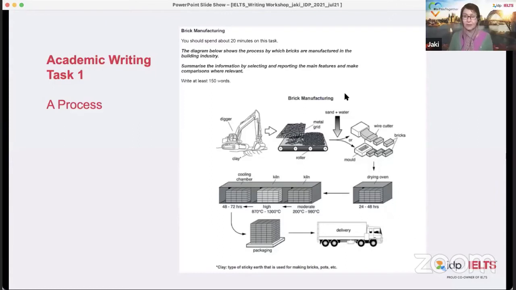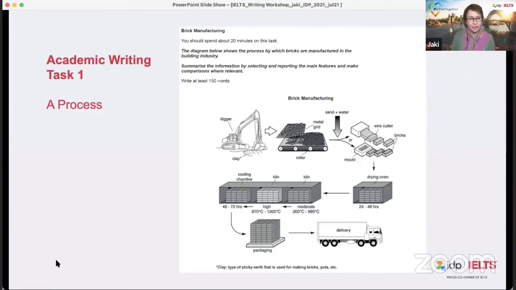All right, so we need to mention everything. Now, how do we do the overview? People always ask that. The easy way is you just count how many steps. 1, 2, 3, 4, 5, 6, 7. So you say, overall, there are approximately 7 steps in brick manufacturing, beginning with digging up the clay and culminating or finishing with delivering the bricks. You can also say it's a simple process or it's quite a complicated process with quite a number of steps in this case.